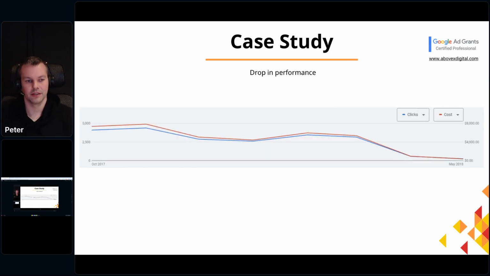Here's just a chart showing the drop in their performance. You can see it starts in October 2017 when they were getting around 4 to 4.5 thousand clicks per month, and it went down to maybe 100 clicks in May 2018. It's quite a severe drop, and again, it's caused by those new compliance requirements that were introduced around this period.